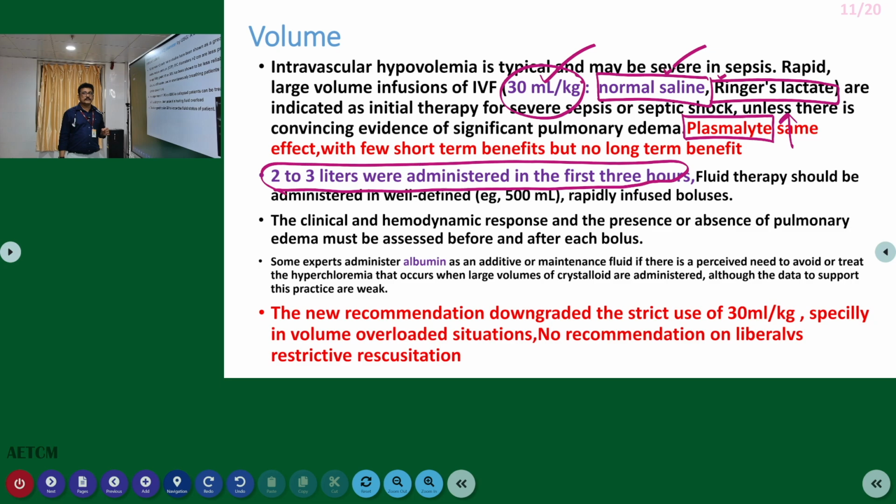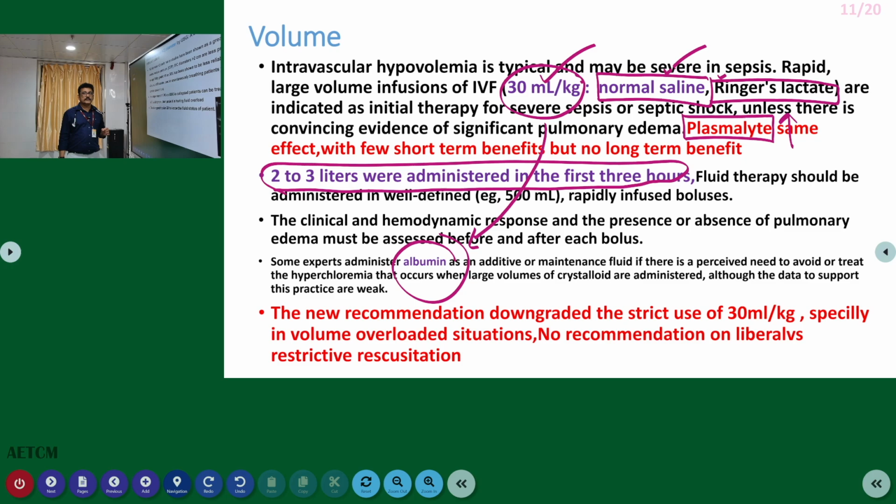Another important fluid is albumin. They are colloids, and albumin is the only colloid which can be used in sepsis. Albumin is very costly, but after initial resuscitation with your fluid, if you add albumin, that will be very useful because albumin has the capacity to hold the fluid in the intravascular compartment. But the only limiting factor is that it's very costly.